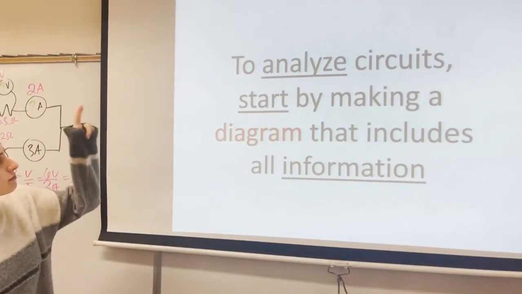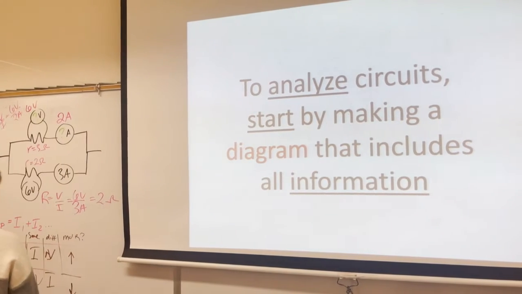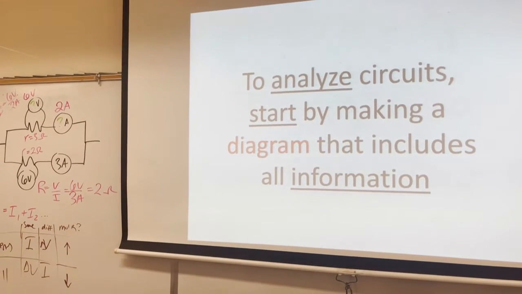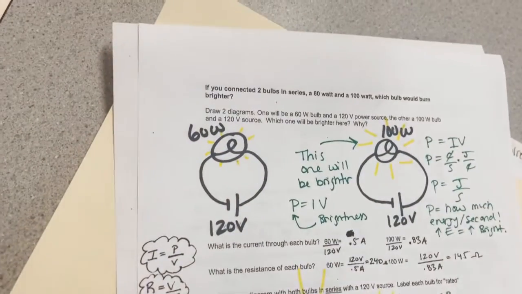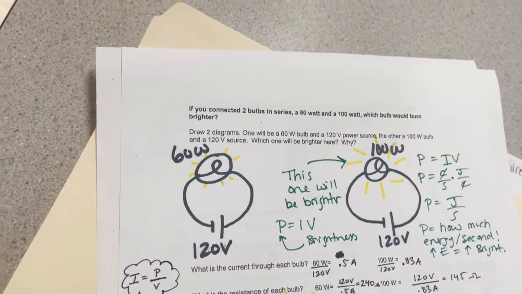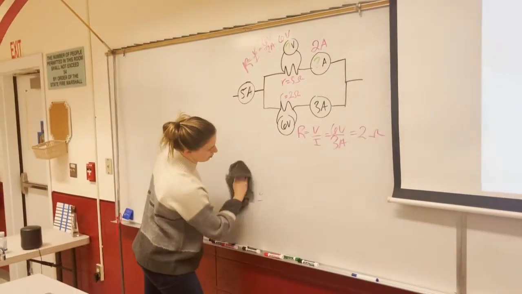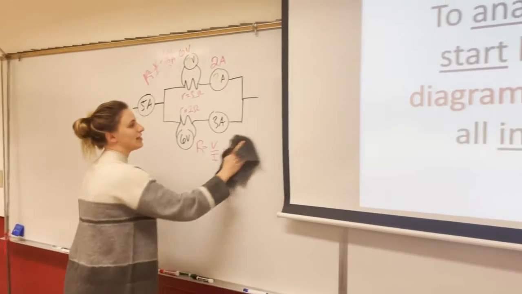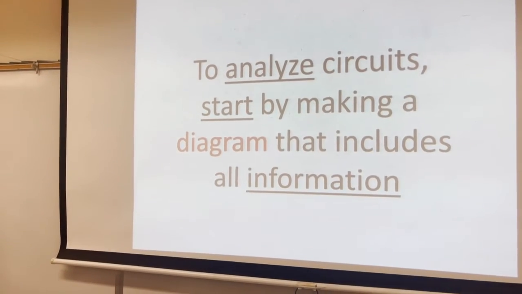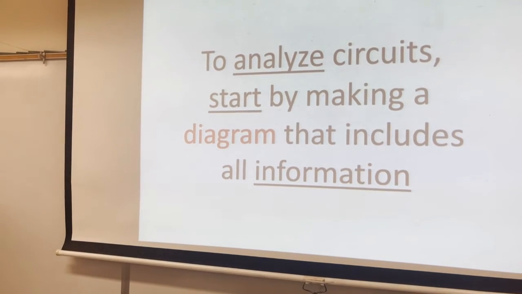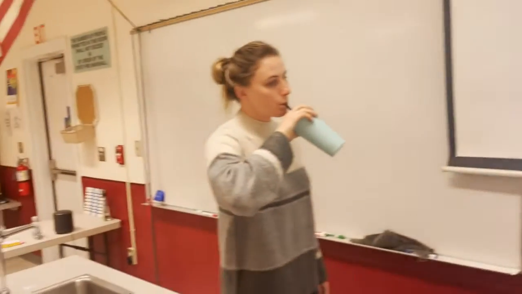So this slide says to analyze circuits, start by making a diagram that includes all information. So go ahead and take out your worksheet. It's the one that asks, if you connect two bulbs in series, a 60 watt and a 100 watt, which will burn brighter. It's from the last lesson, the 60 watts to 100 watts worksheet. We're going to be analyzing circuits, and the first step is you take the information. Sometimes it's words, sometimes you're given a diagram, but you have to make your own that includes all the information.